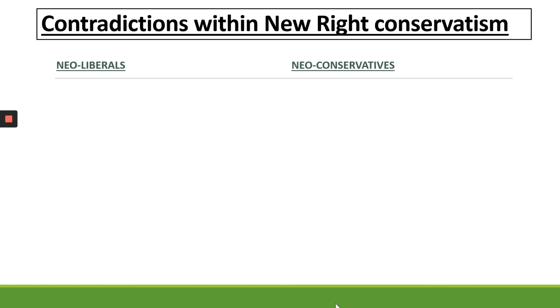So, contradictions within New Right conservatism. Hopefully now you've completed all of those tables. You've got nice summaries of each of the different strands. I just want to pick apart the New Right conservatism strand a little bit more because there are tensions within this strand, which makes it interesting.